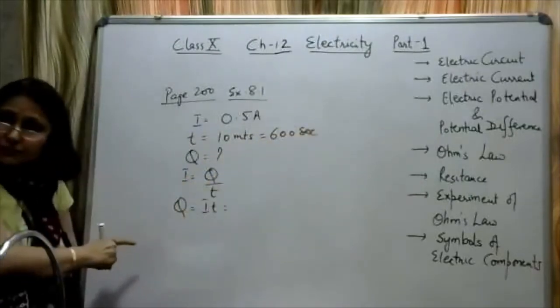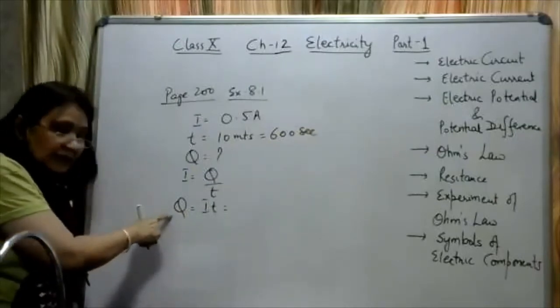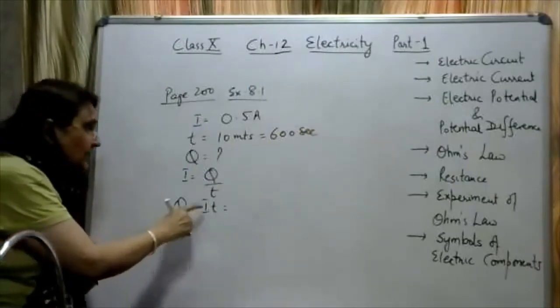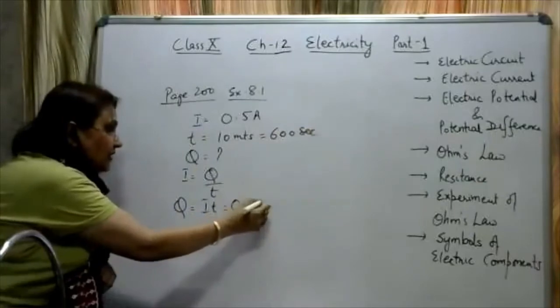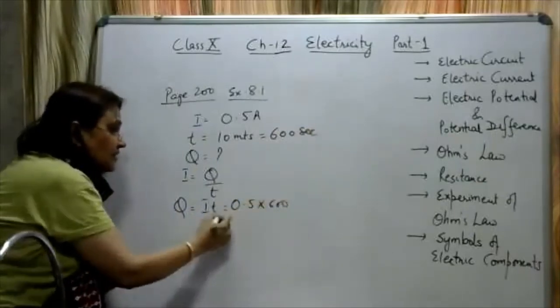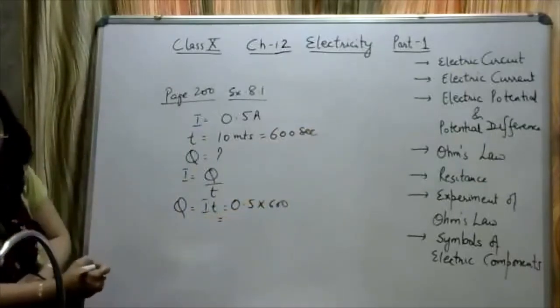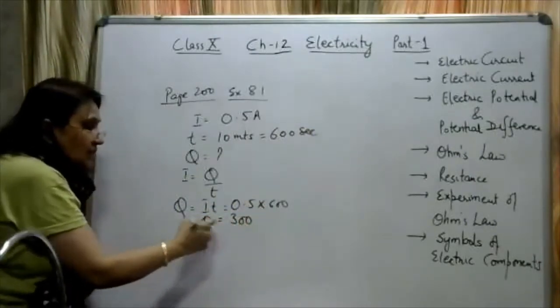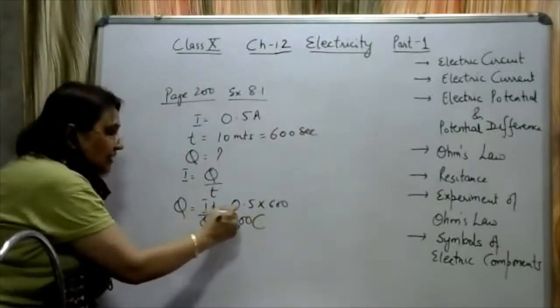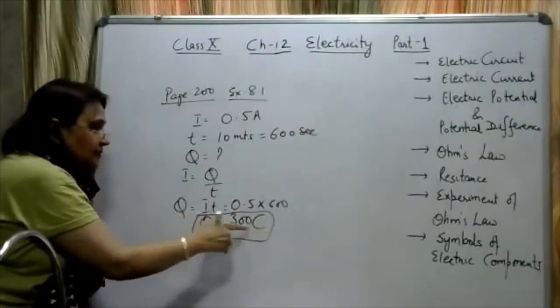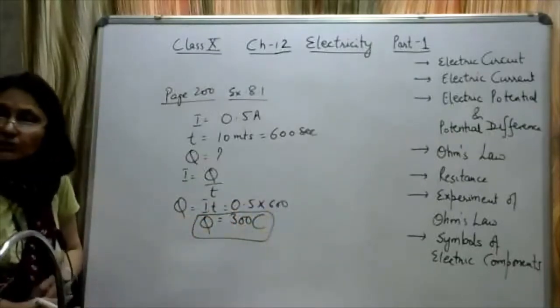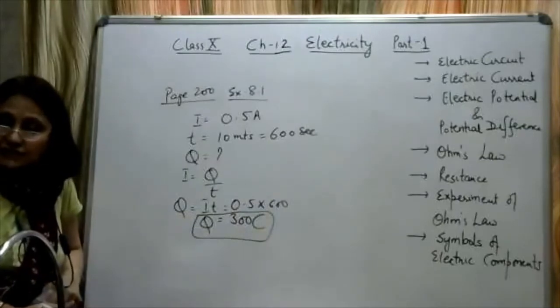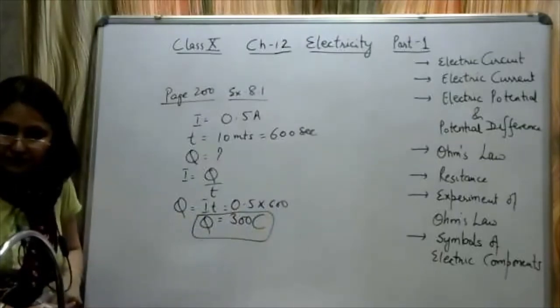Now we can substitute in this formula. So we'll get the charge in coulombs. I here is given as 0.5, into time, here 600 seconds. So on solving it, we get the answer to be 300. This is the charge we are finding out. So we'll write the SI unit of charge, which is coulombs. So the charge flown through the circuit is 300 coulombs.